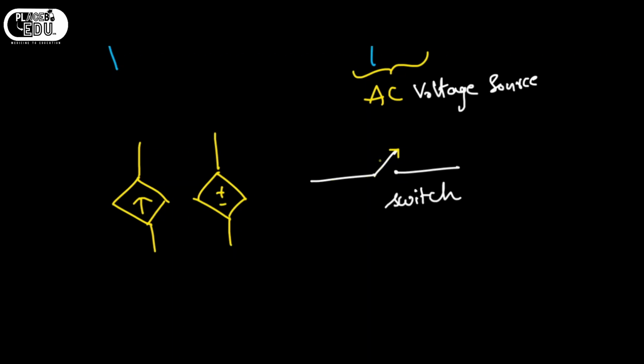The arrow here represents the current direction when the switch is closed, and this arrow represents the way to close the switch. Understood? So when the switch is closed like this, the direction of current is this one. These two arrows represent how to close the switch and what the direction of current will be after closing the switch.